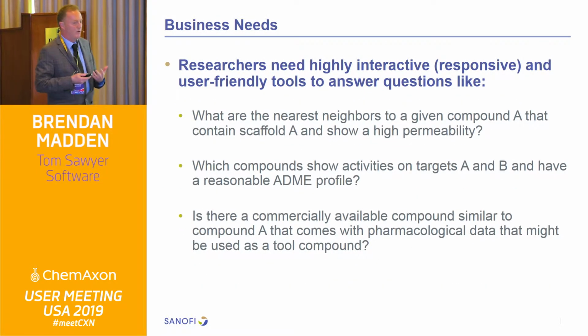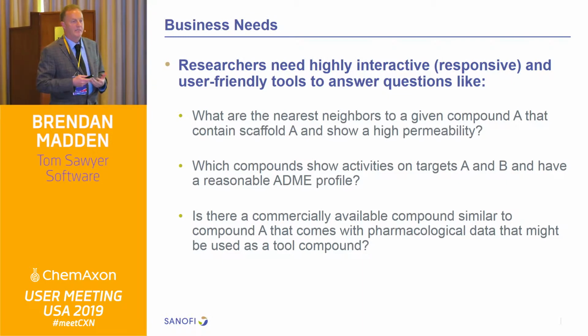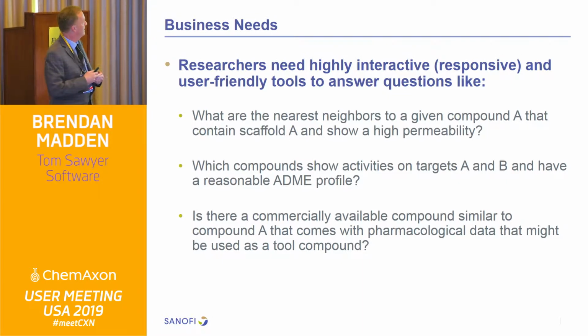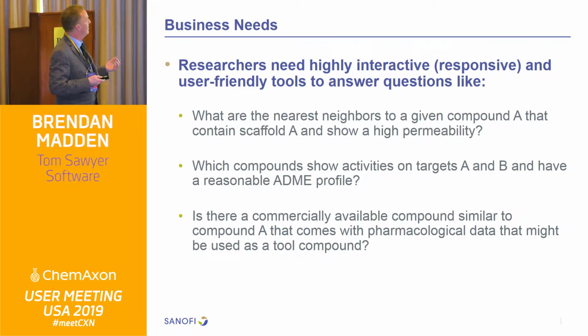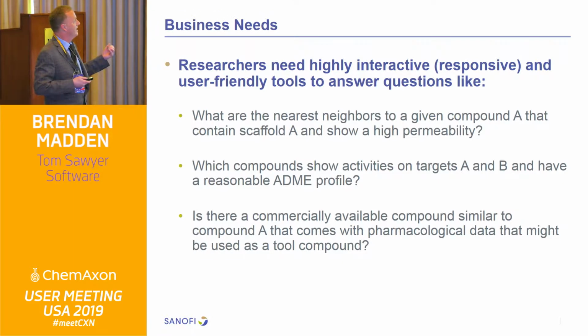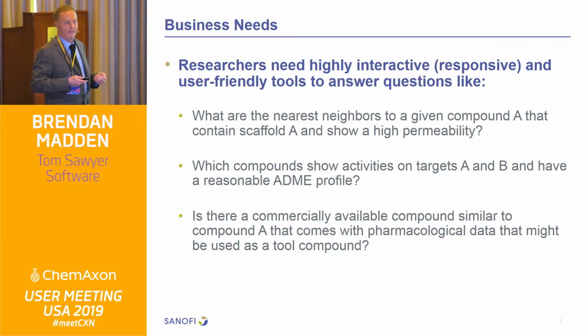So the idea was to have user-friendly applications for the scientists, where they could ask questions like: what are the nearest neighbors of a given compound that contain a scaffold A and show a high permeability? So that's one kind of question. Which compounds show activities on targets A and B and have a reasonable ADME profile? And is there a commercially available compound similar to compound A that comes with pharmacological data that might be used as a tool compound? So something they could buy off the shelf, for example.